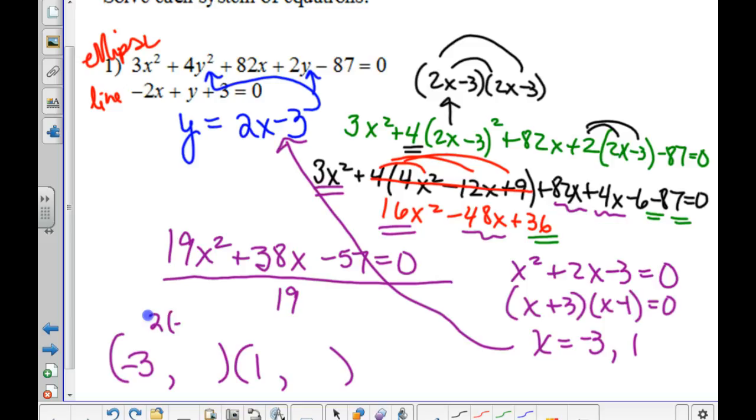So 2 times -3 minus 3, I'm thinking it's -9. Anybody checking me? 2 times 1 minus 3 seems like a -1. We said most points of intersection would be 2, right? Yeah, we did. There are 2. We were hoping none, but we didn't get that lucky.